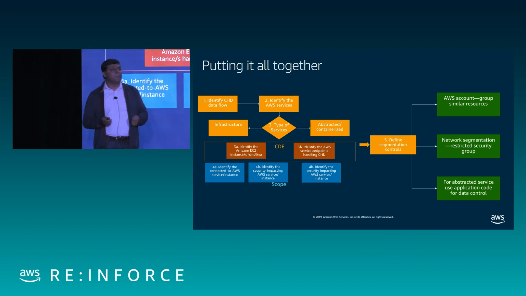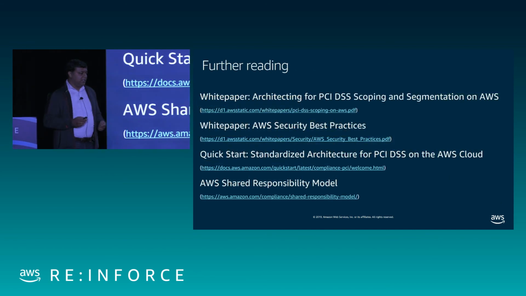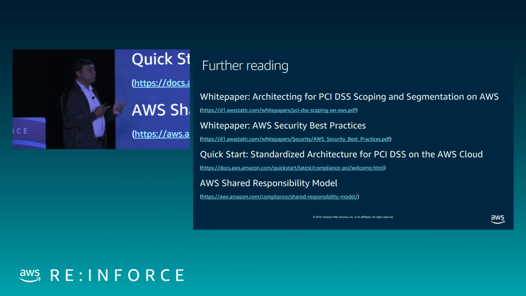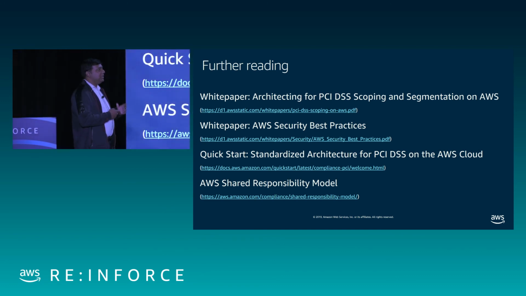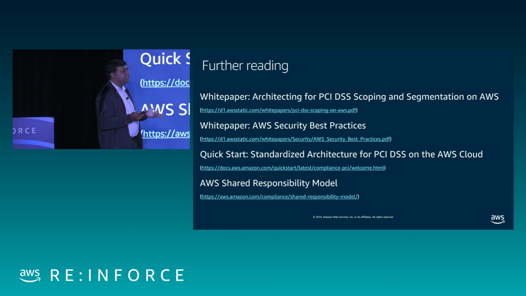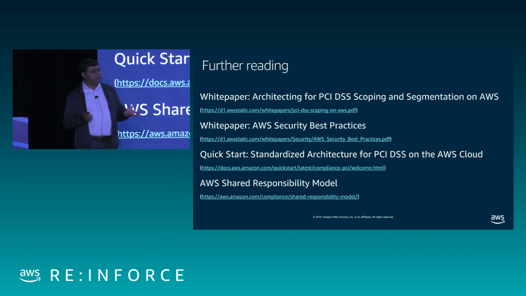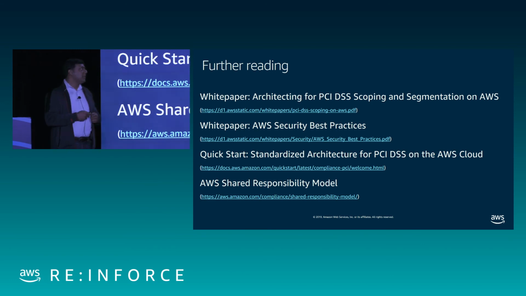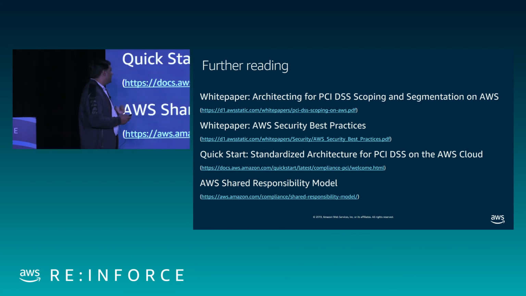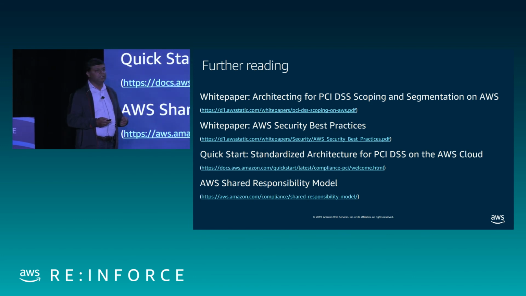So with this, just a few links for further reading. There is an AWS white paper on scoping and segmentation on PCI, which talks in detail about whatever we went through. There is a Quick Start. If you're familiar with Quick Starts, those are auto-defined CloudFormation templates that define a PCI DSS, not compliant, but a meeting framework for you. And you have the AWS security best practices, and I would also recommend reading the AWS shared responsibility model if you haven't done so.